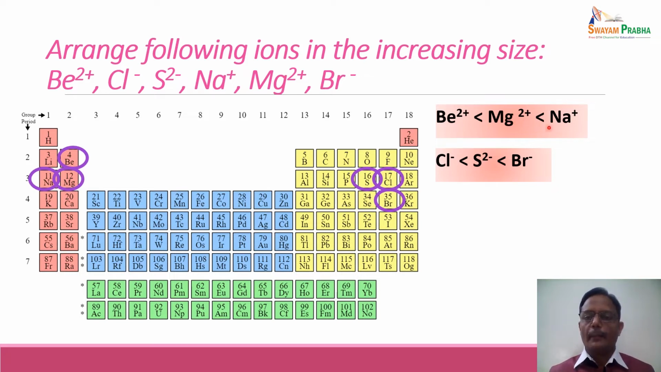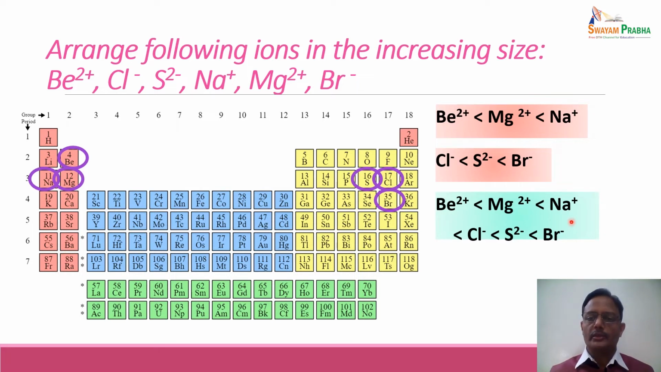And when we compare the cations with anions, we know that anions are larger in size, and hence the overall order becomes Be2+ smaller than Mg2+, smaller than Na+, smaller than Cl-, smaller than S2-, smaller than Br-. So this is the order of the ionic radii of cations and anions taken together.